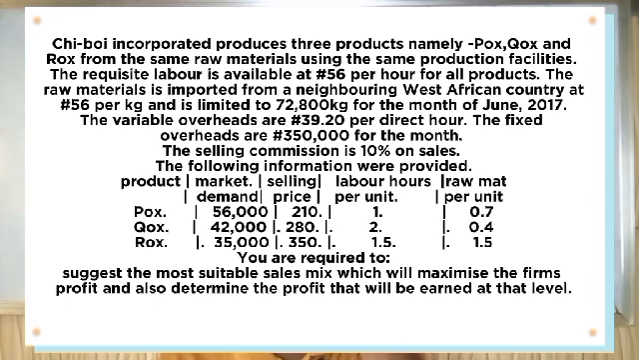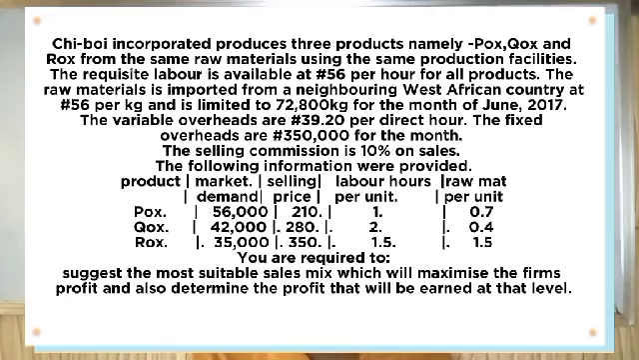The following information was provided: the product, the market demand, selling price per unit, labor hours required per unit, and raw materials required per unit. Pucks: 56,000 market demand, and the selling price is 210 naira. Labor required to produce 1 unit is 1 hour and raw materials required is 0.7. Quarks: 42,000 market demand, 280 is the selling price, 2 hours is the required time to produce it, and 0.4 is the raw materials required. Rocks: 5,000 market demand, 350 naira is the selling price, 1.5 hours is the time required to produce, and 1.5 is the raw materials required.